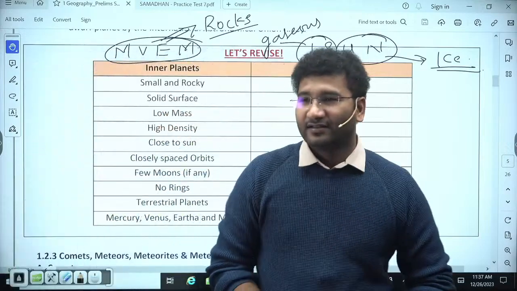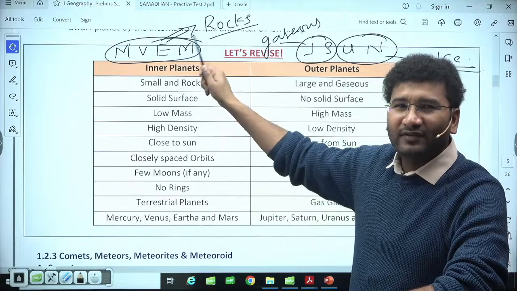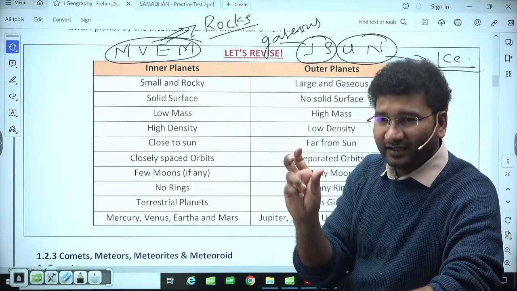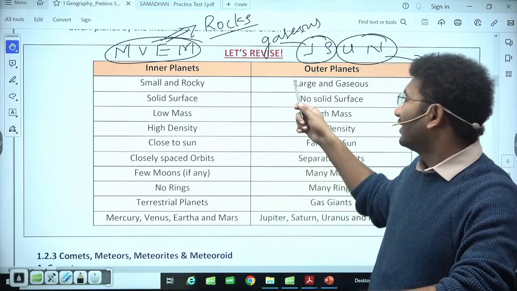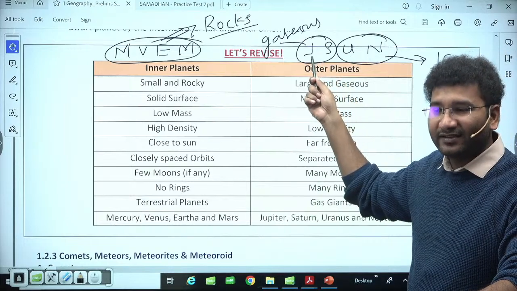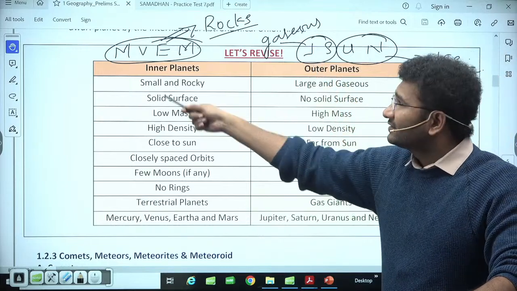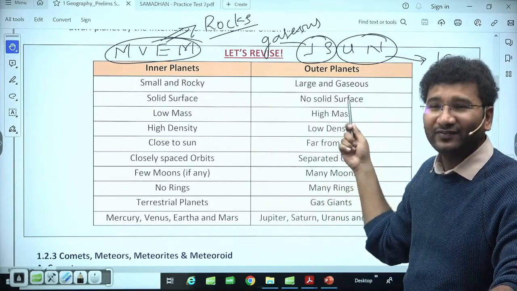ठीक है? So inner planets are small and rocky: Mercury, Venus, Earth and Mars. They are small and they are rocky. There will be a solid surface, and what do you see on the other side? They are large and they are made up of gases. ठीक है? You will see a solid surface on Mercury, Venus, Earth, Mars. Here there is no solid surface, they are all gases.